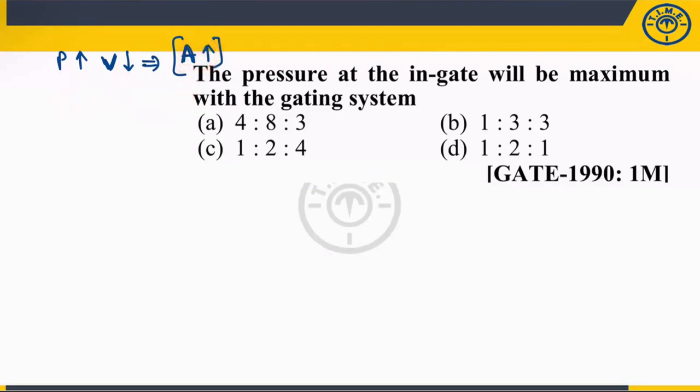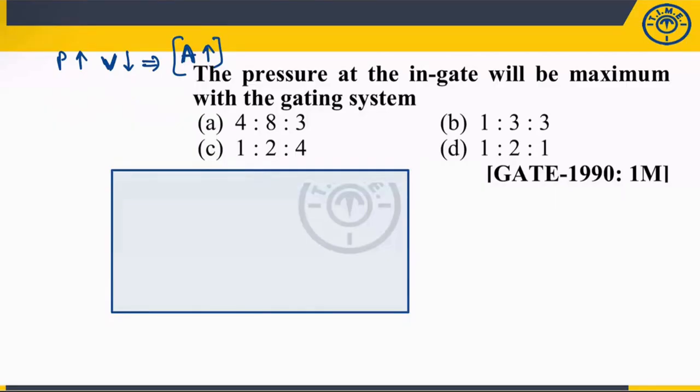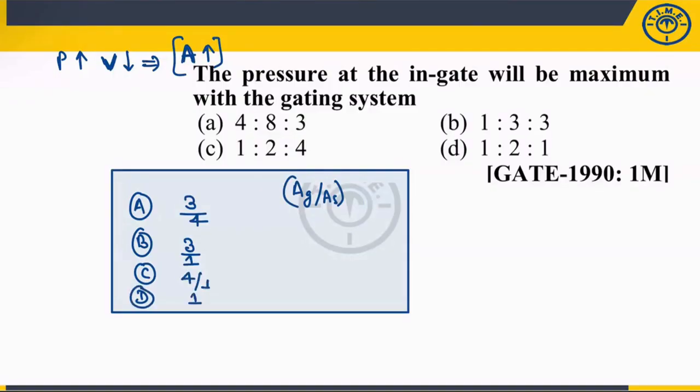Now, what you will do, you will check in all of the cases in which option the area of the gate divided by the area of the sprue is higher. Let's suppose this is A, this is B, this is C and D. That means sprue, runner and gate. So I'm checking 3:4 for the first option. What about the second one? 3:1. What about the fourth one? 4:1. And the fifth one will be 1:1. Which option is having the higher pressure? Higher pressure means higher area. Option C, because these are nothing but ratios only. Got it? Yes. Option C is the correct answer, 1:2:4.